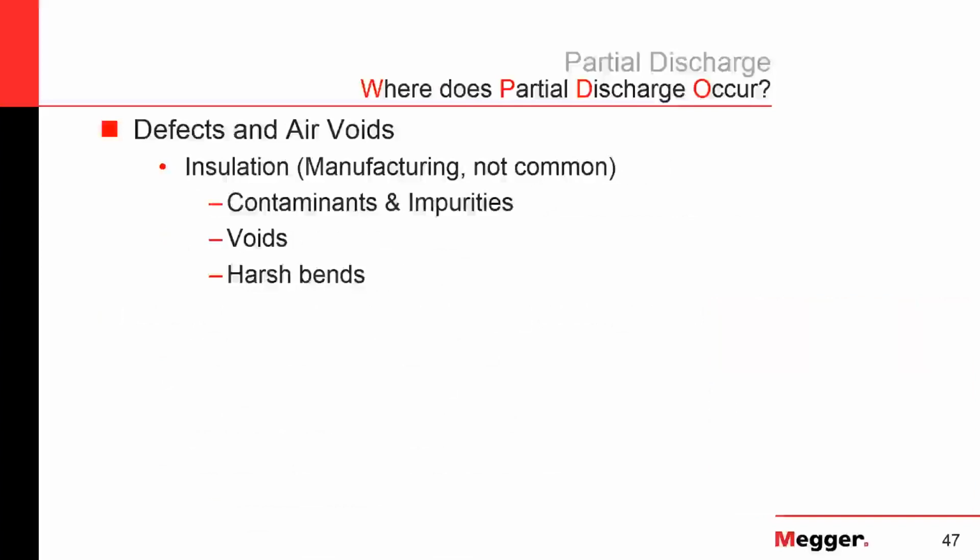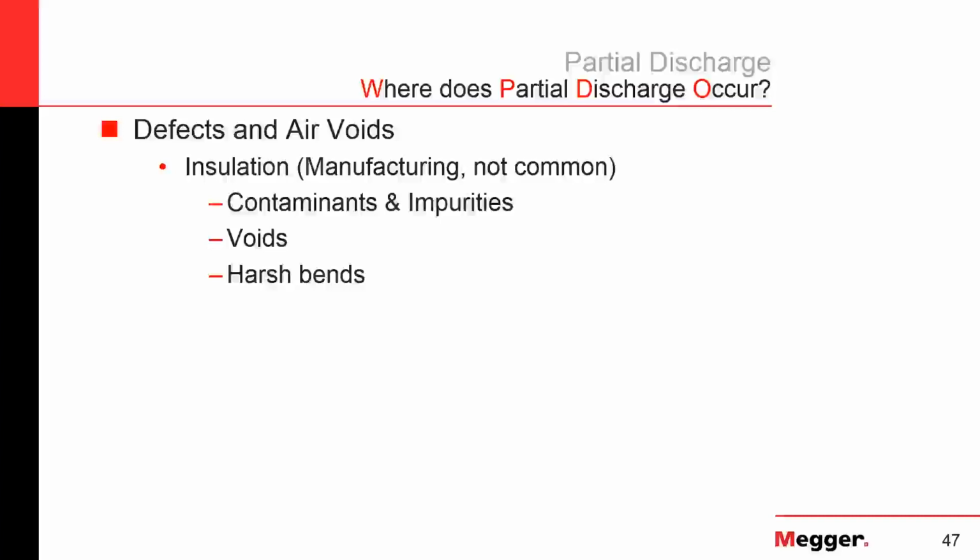So where does PD occur? Really, when we think about PD, we're thinking about defects in air voids. So it can occur in the bulk insulation. That would be a manufacturing defect, but it's not very common. The manufacturers are very good at making good cables these days. But if something like contaminants or impurities got into the insulation, or a void, an air bubble got in there, that would be an example of a manufacturing defect.